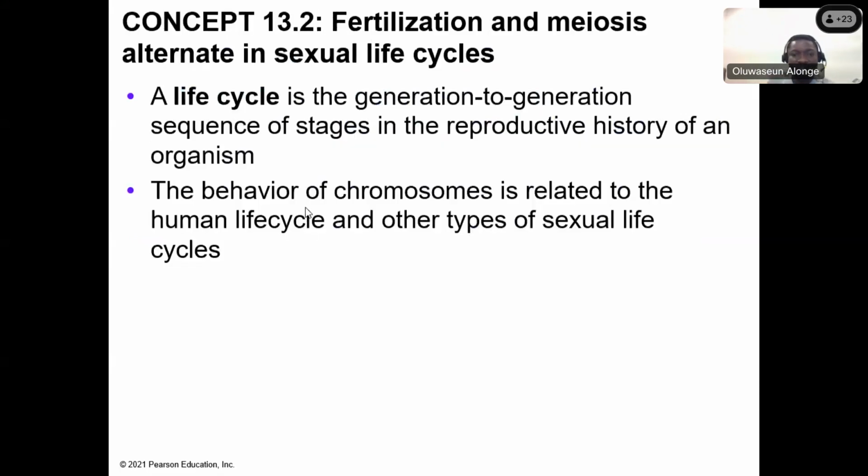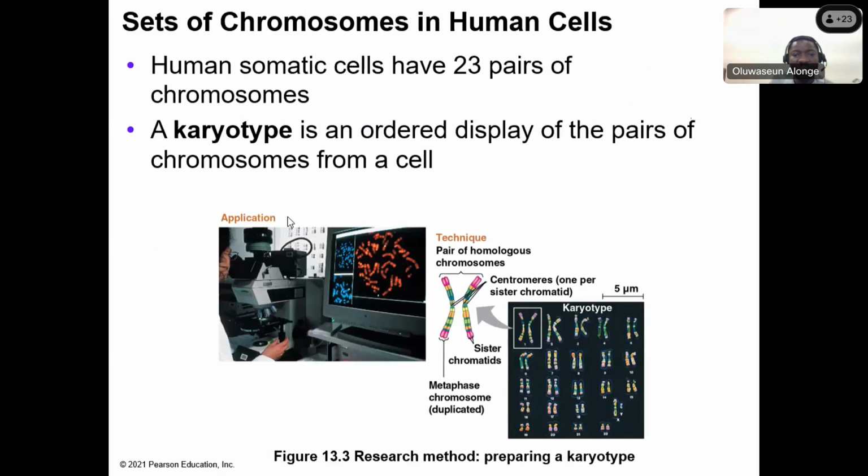All right, you can look at this. This is now, like I told you earlier, human somatic cells, which are general body cells. They undergo mitosis and they have 23 pairs of chromosomes, which is 46, and that's why we call them diploid. Don't forget, I'm going to type that here again. We say they are diploid.